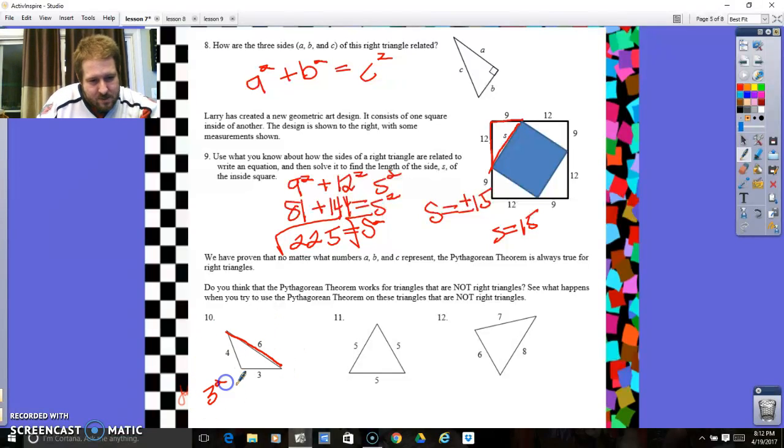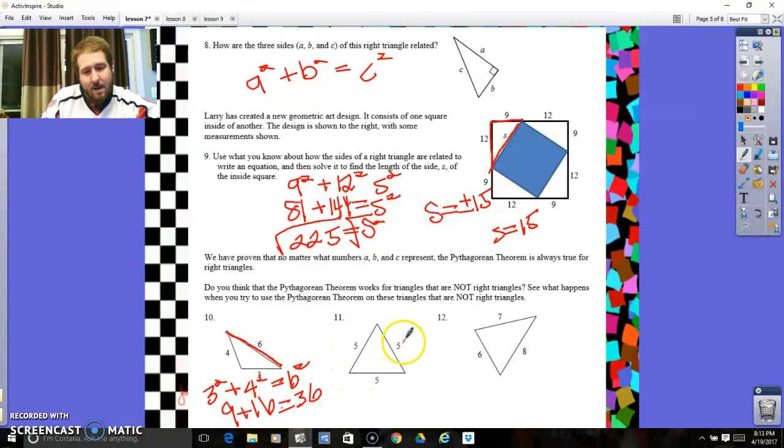So I'm going to say 3 squared plus 4 squared equals 6 squared. 3 squared is 9, 4 squared is 16, 6 squared is 36. But you'll notice 9 plus 16 isn't 36. It's actually 25. Same thing goes with this equilateral triangle. 5 squared plus 5 squared does not equal 5 squared. 25 plus 25 is 50, not 25. And it doesn't work for this one either.